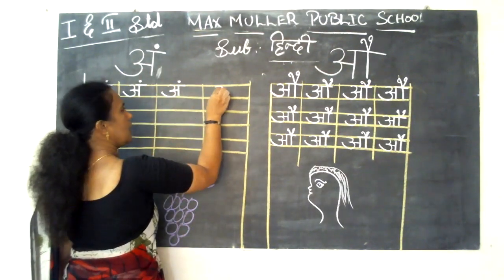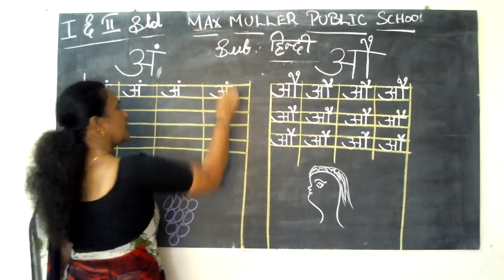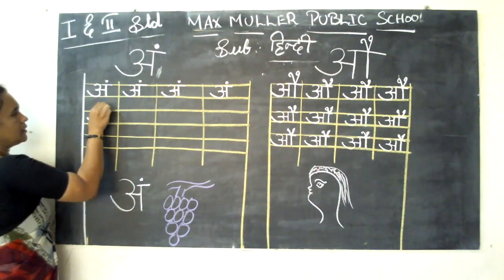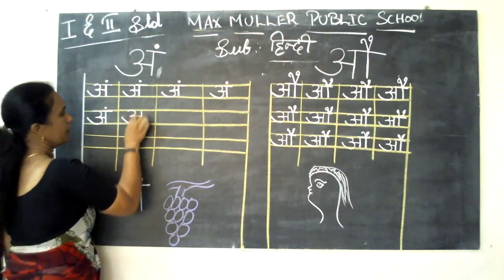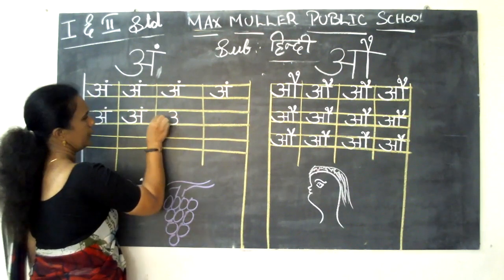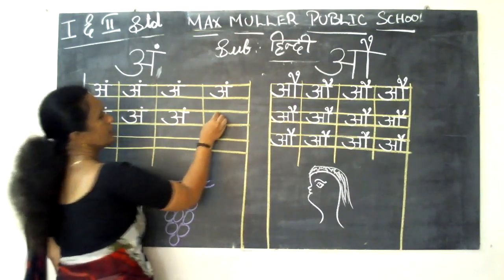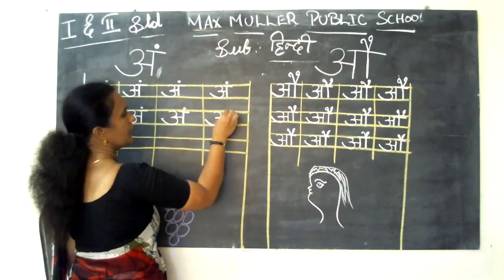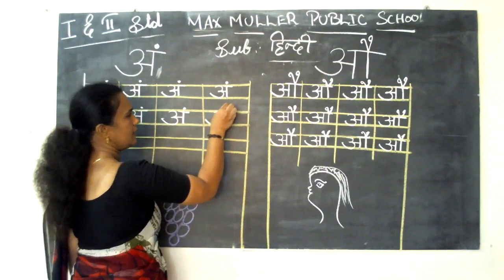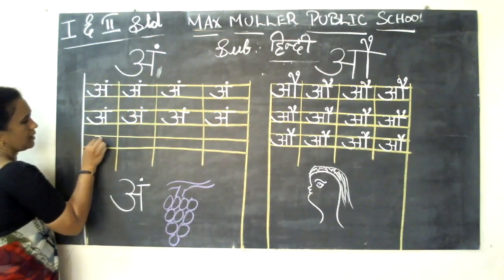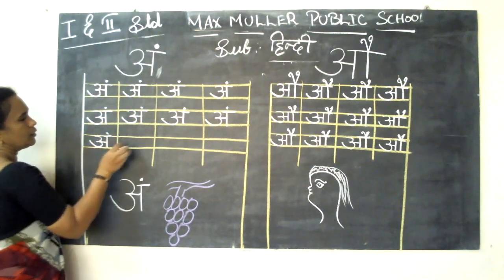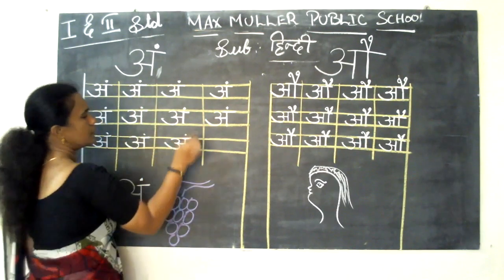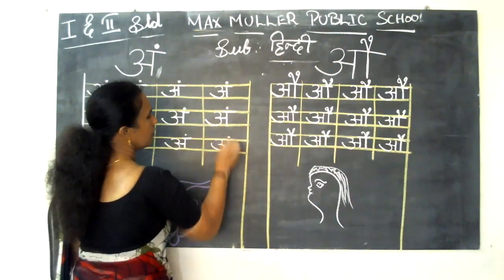Say angur, grapes. Say angur, grapes. Touch both the lines and write it like this. A little bit of curve upstairs and sleeping line, standing line, again sleeping line, keep a dot. Say angur, grapes. Say angur, grapes. Okay.